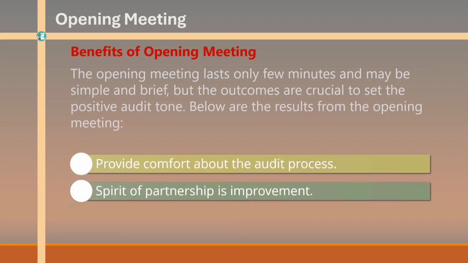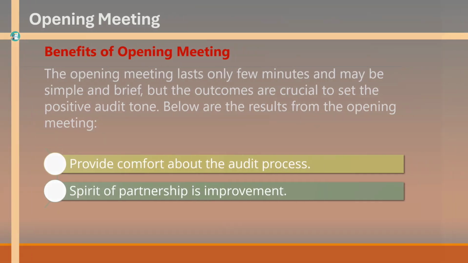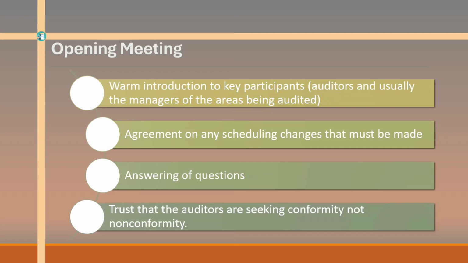Provide comfort to the factory management about the audit process. Spirit of partnership is improved between the auditor and auditee. Warm introduction to key participants, auditors and usually the factory manager of the area being audited. Agreement on any scheduling changes that must be made. This will help to complete the audit in time and avoid any delay. Answering of the questions or clearing doubts of the factory management. Build the trust among the auditee that the auditors are seeking conformity but not non-conformity.